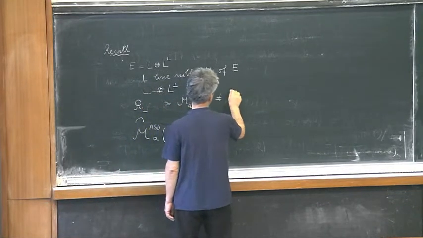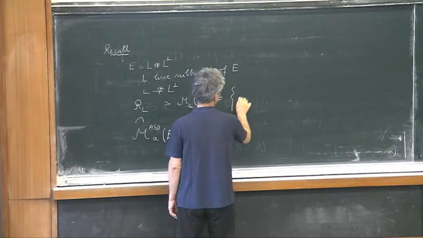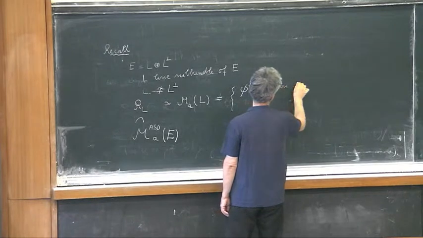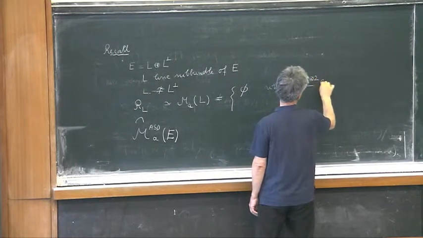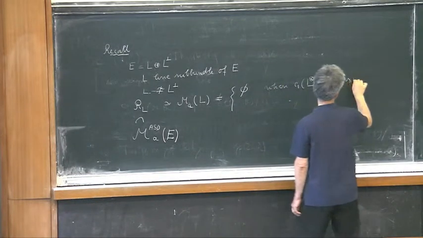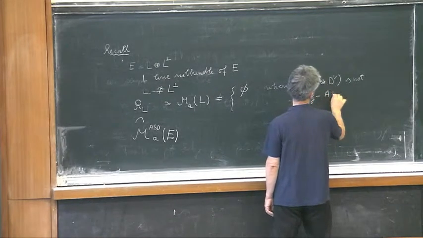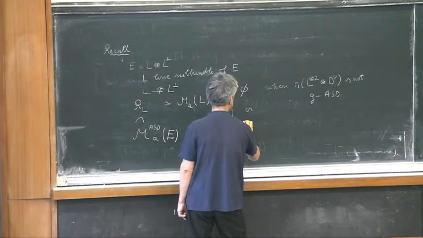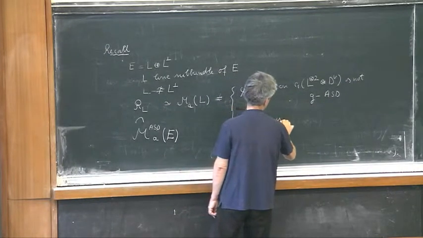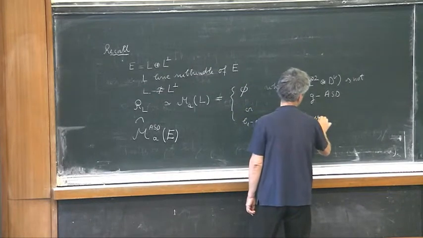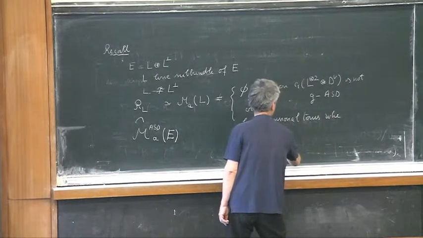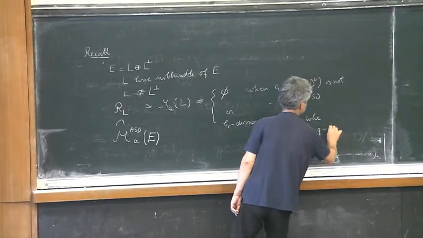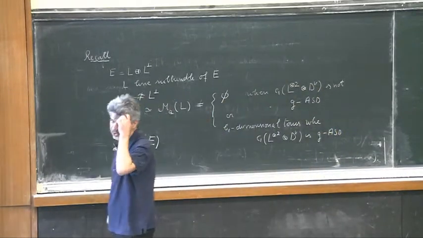And this was either empty, and this happened precisely when c1 of L squared tensor D dual is not GASD, or a b1-dimensional torus, when the opposite happens, when it is GASD. So this was the result we showed.